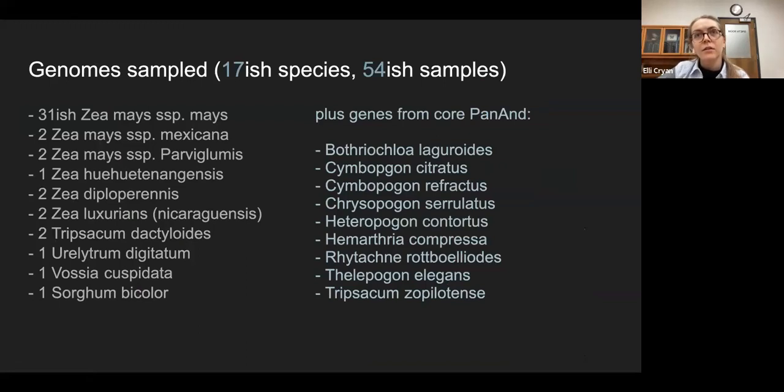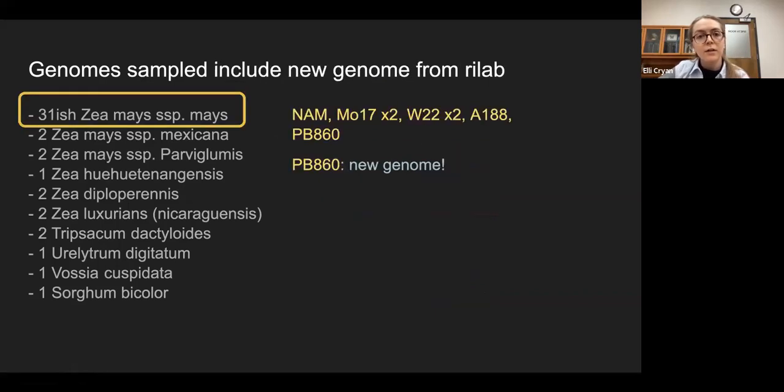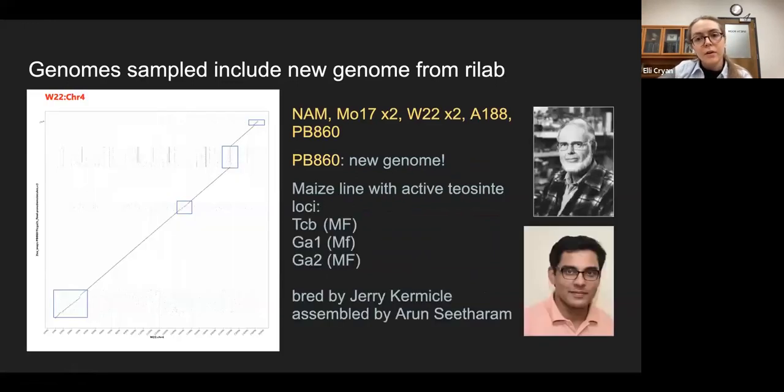Luckily, our lab is also involved in this huge collaborative effort to sequence many different Andropogoniae species in this PAN-AND project. So we looked through a bunch of different Zea genus species, as well as some related species and more of these core PAN-AND genomes. And in terms of just the Zea maize species we looked through the NAM panel, a couple MO17 and W22 assemblies, an A188 assembly, and also PB860, which is a new genome that our lab has assembled. So this is a maize line with active teosinte loci.